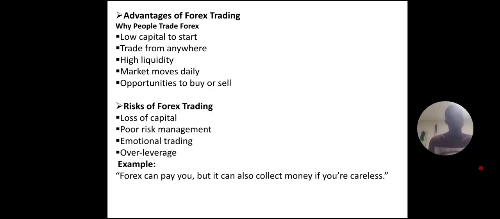Then over leverage: you are over leveraging your account. You will blow your account. You're using too much lot size, you blow your account. So these are the things we are going to break down more in other videos.